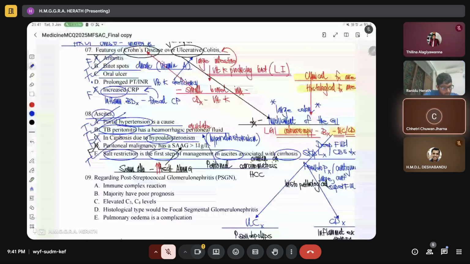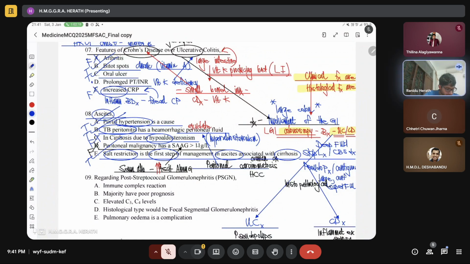So what does TIPS do in refractory ascites? It creates a shunt between the portal vein and the IVC. Excellent. So what is the main complication of TIPS you can have?